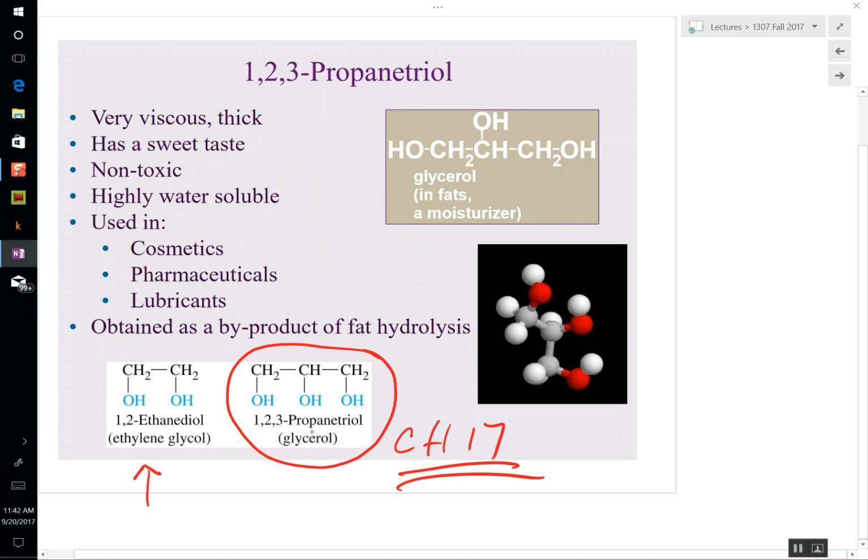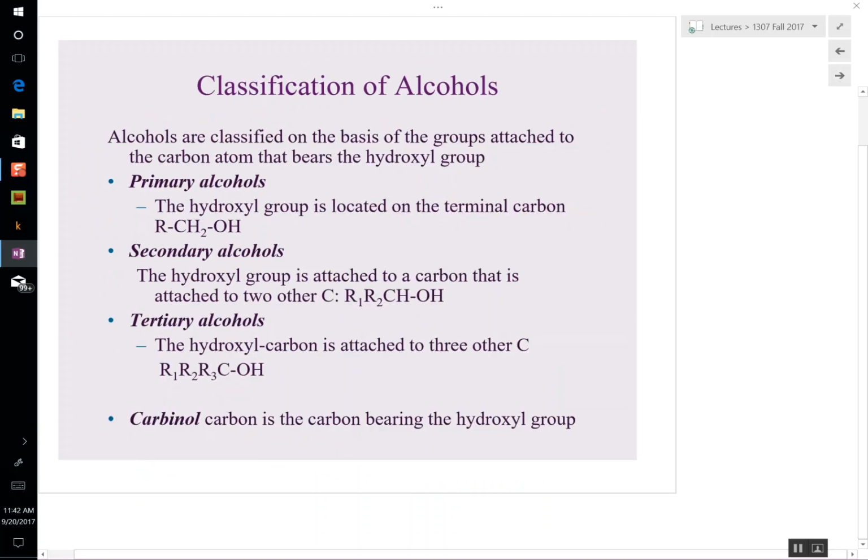This is 1,2,3 propane triol. There's your triol. It's got an OH on each one of the carbons. This is the backbone of triglycerides. It's called glycerol. This is baby oil. You know, you get a little bottle of baby oil to moisturize a baby's skin. This is the molecule. It is a naturally occurring molecule in the body. Okay, so classification.